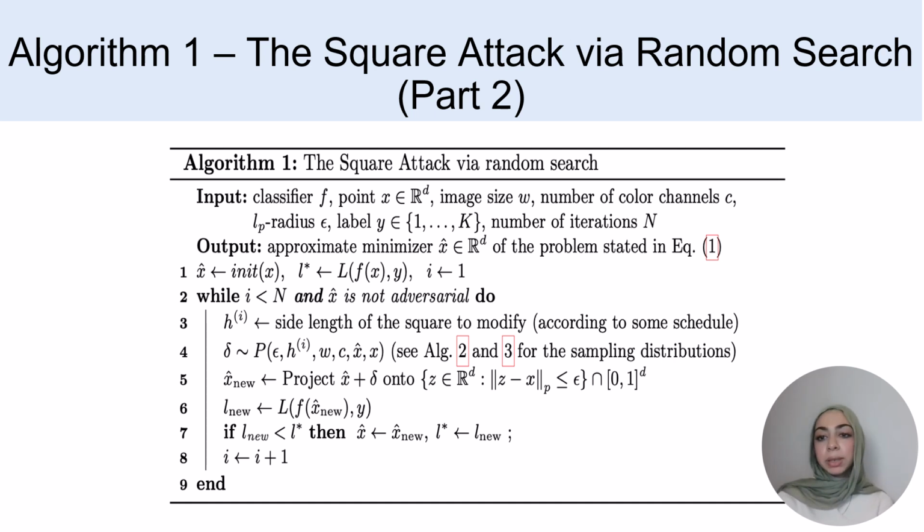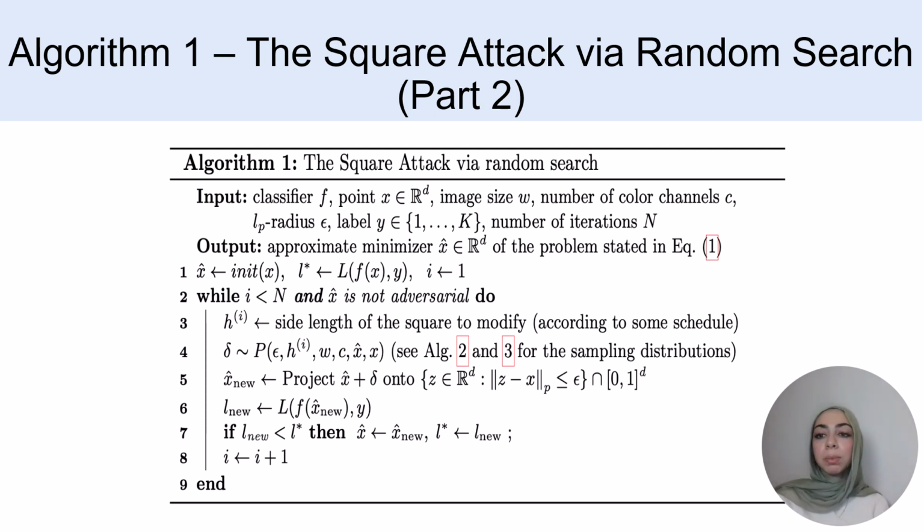Now we have step 3. At each step we decide the size of the square we'll use. The squares start big, so we make large changes early, then get smaller over time for fine-tuning. For step 4, we sample the perturbation. So we randomly generate a new square patch to add to the image. The way we sample depends on which norm we're using, the L2 or the L infinity.